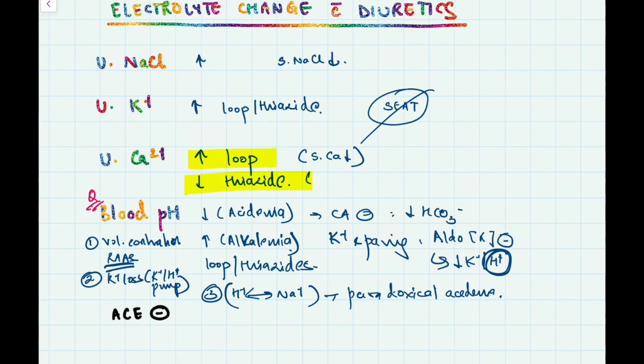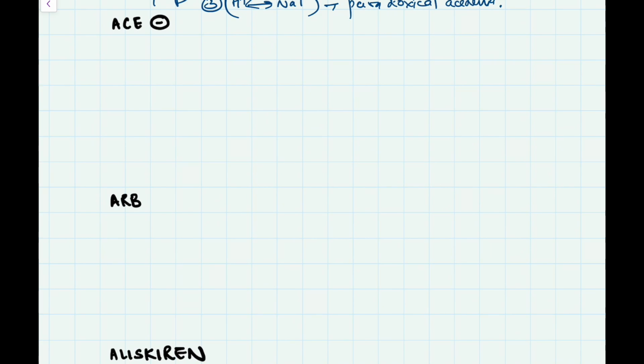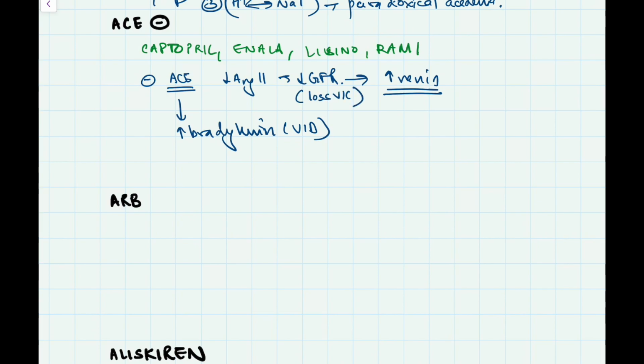Now we'll talk about our final group of drugs, which is the ACE inhibitors, ARBs, and aliskiren. So ACE inhibitors are captopril, enalapril, right, all the prils, lisinopril, and ramipril. How they act is that they inhibit the ACE, that is the angiotensin converting enzyme, due to which there is a decrease in angiotensin 2 and a decrease in the GFR. Due to a decrease in the GFR, there is an increase in the renin, and ACE also leads to the inactivation of bradykinin. So with ACE inhibitors, there would be increased bradykinin levels as well. And bradykinin is a potent vasodilator. So due to loss of vasoconstriction and increase in vasodilator, it will lead to a reduction in blood pressure.